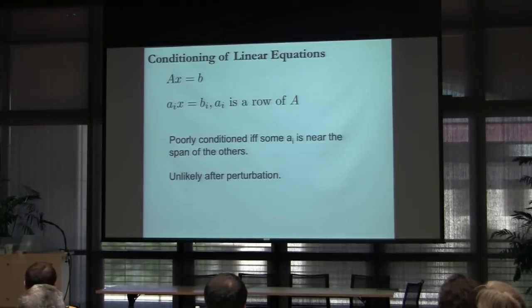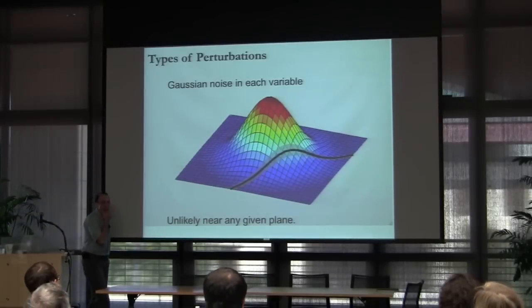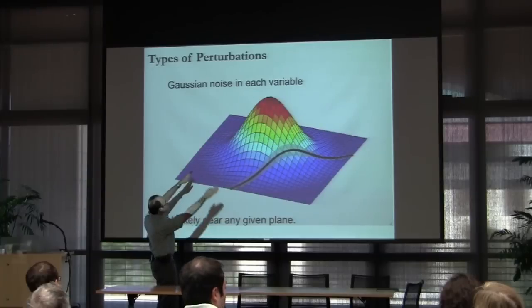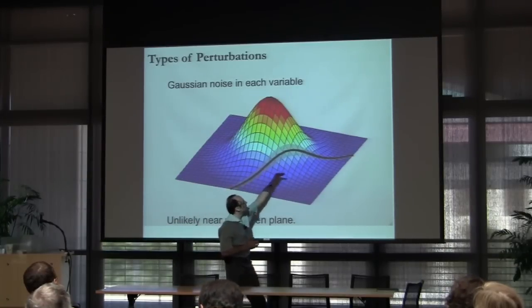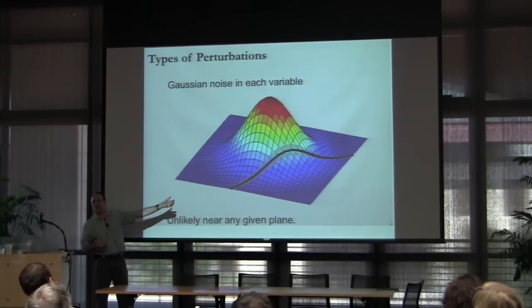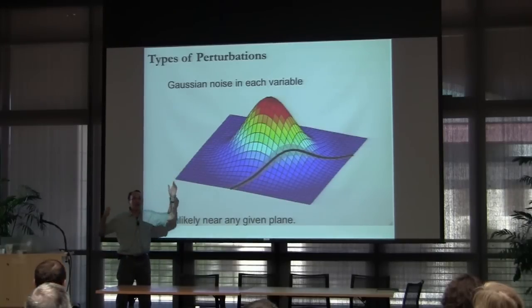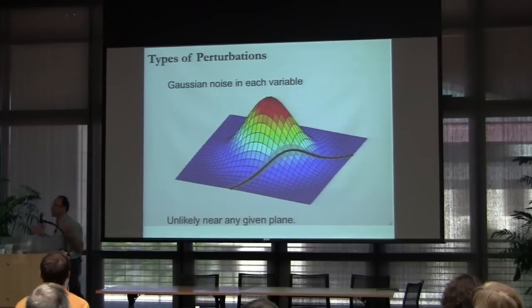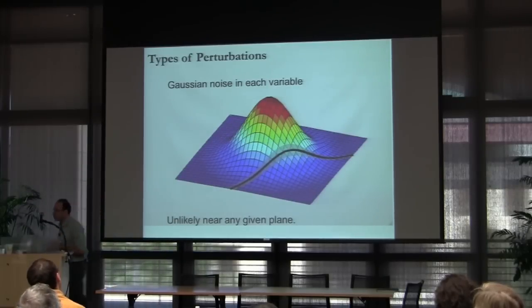Let me show you some. So first, imagine we make Gaussian noise in each variable. Here I drew the probability density of a Gaussian in two dimensions, and a hyperplane then is just a line here. You can say, what's the chance that a Gaussian is near a line? Well, I didn't choose the worst case line. The worst case line would have gone right through the center of the probability distribution. But it's still pretty unlikely if you have a Gaussian distribution, where unlikely, again, depends on what your variance is, but you're unlikely to be much closer than the standard deviation to the line.